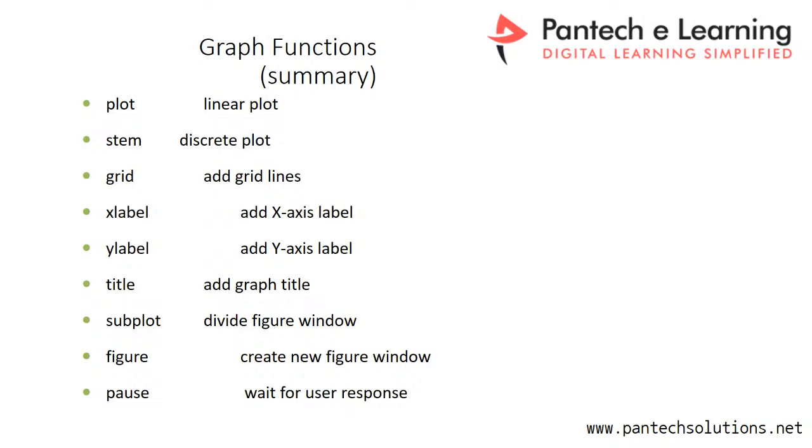So what are the various kinds of graph functions available in Matlab? They are linear plot, discrete plot, grid lines, x-axis label and y-axis label, then graph title, dividing the window into multiple sections. Then at the same time we can also create a new size of display window, and we can also create a user response window. So these are some of the graph functions that are available in Matlab.